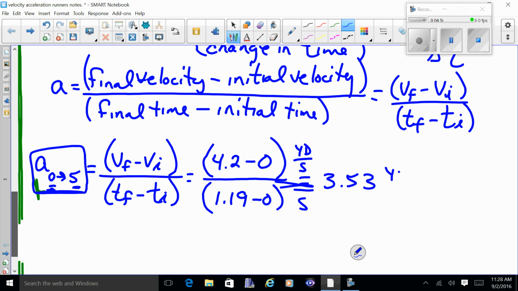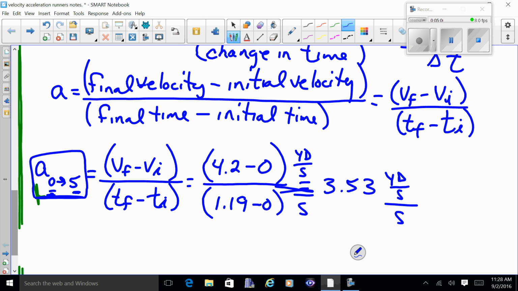And what that means is the runner was speeding up 3.53 yards per second every second. So they went 3.53 yards per second faster every second. Now, we also write this a little bit simpler. We usually put 3.53 yards per second squared is how that would be stated.